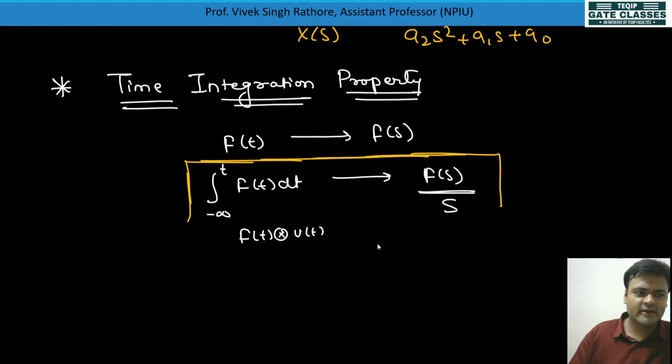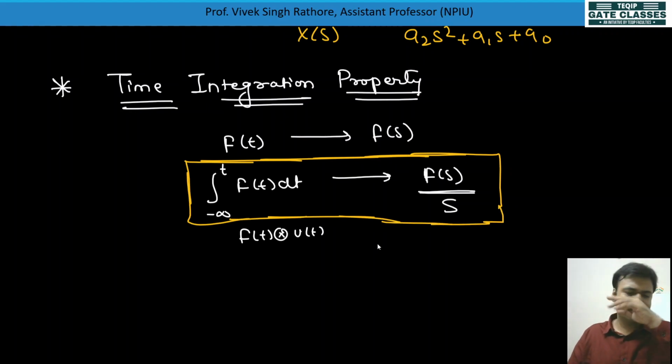Whenever we integrate in the time domain, it is similar to multiplying 1 by s in the frequency domain. We'll see some questions and try to understand that. First of all, you need to understand this property: minus infinite to t, from anywhere.